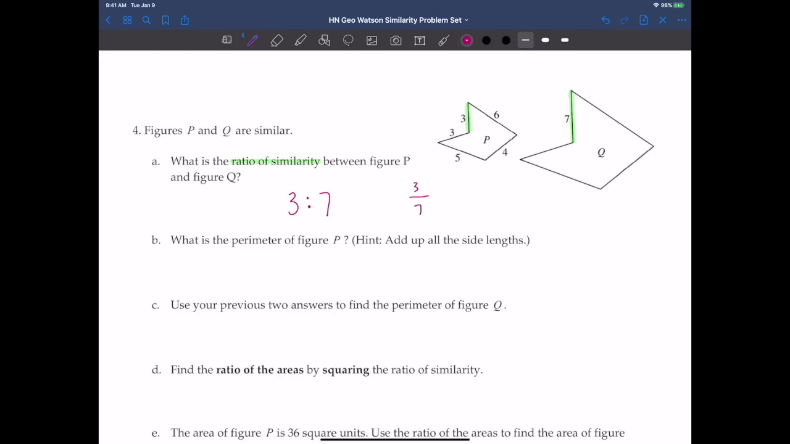What I want to point out is there's another way to ask this question. If you were to ask, what is the scale factor that takes figure P to figure Q, then you would answer that question as 7/3. But if we're asked, what is the ratio of similarity between figure P and figure Q, the way we want to think about that is what is the ratio of the side lengths of figure P to the side lengths of figure Q. And that ratio is 3 to 7, which we could also represent as 3/7.